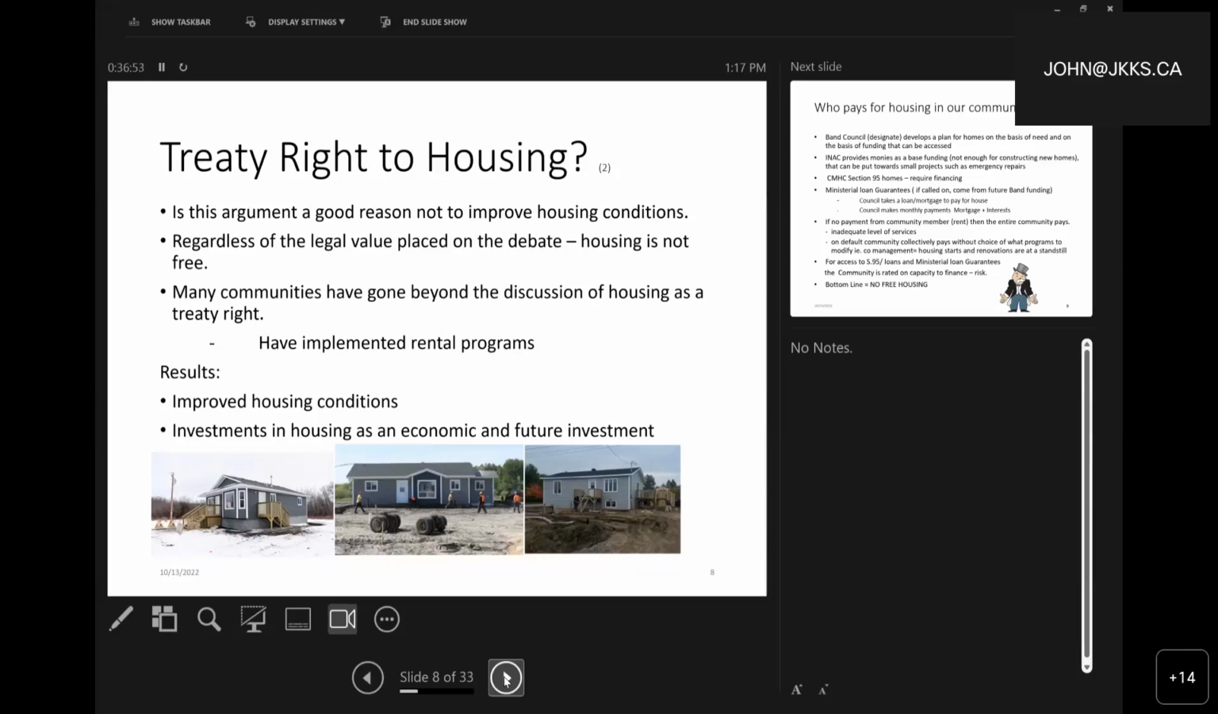And I see that when I go to communities and give presentations and talk to leaders, who in fact say on the side, yes, we know it's not a treaty right, but we want to push the argument. Granted, I agree with that, but at the end of the day, the communities aren't moving forward based on this conversation.